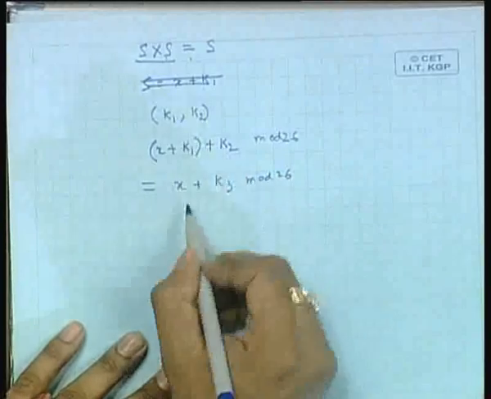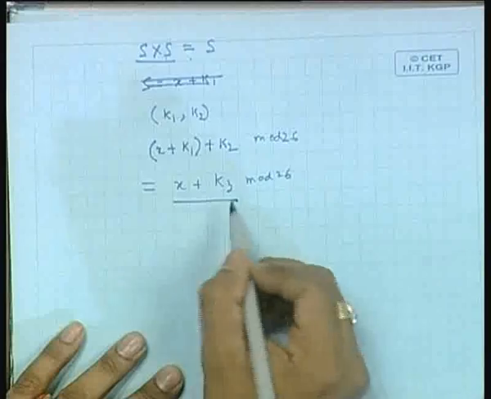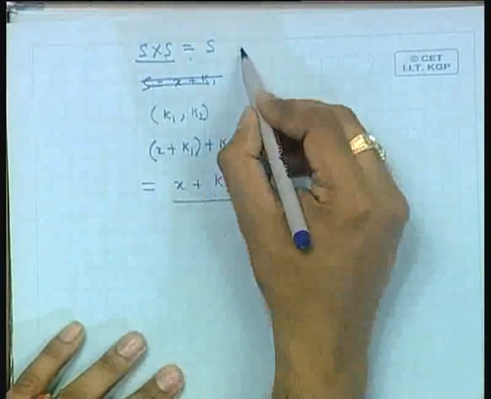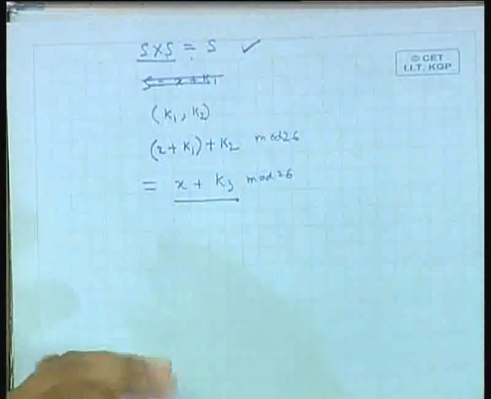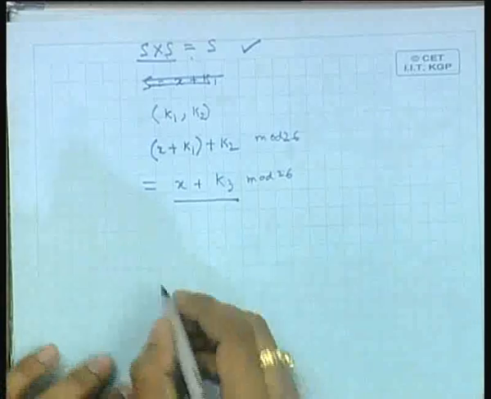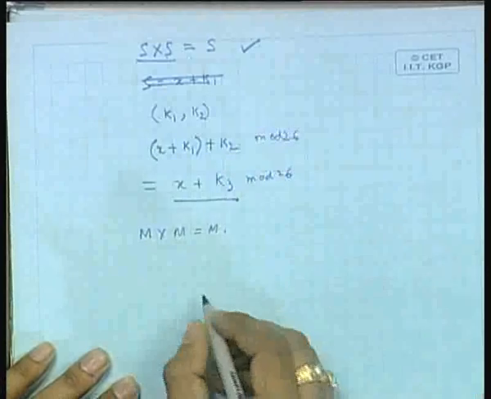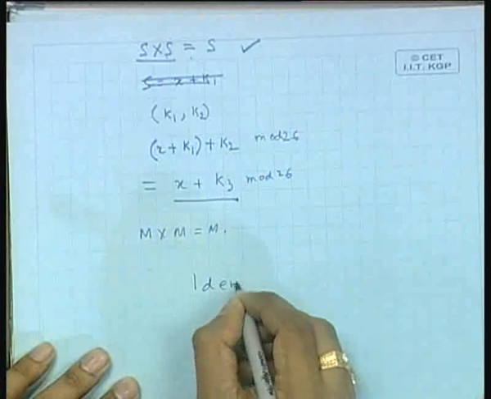So that means even for s cross s, I have got the same size of the key. So it's the same cipher. Therefore I can conclude that s cross s is equal to s. Similarly, for m cross m also, you can show that m cross m is equal to m. So both these classes of ciphers are something which we call idempotent ciphers.